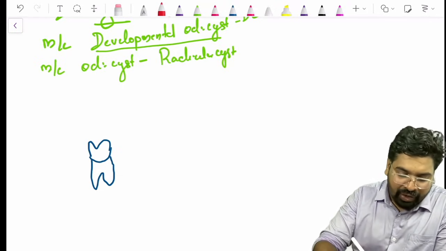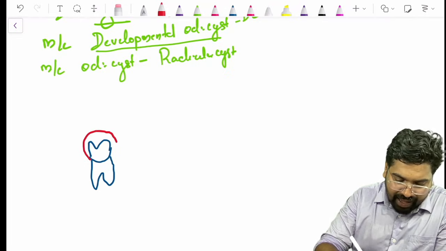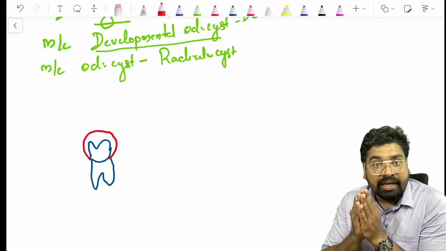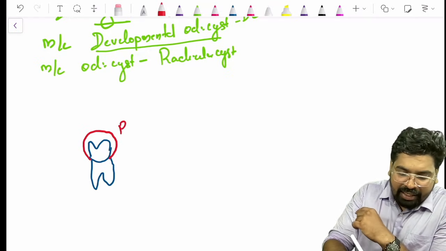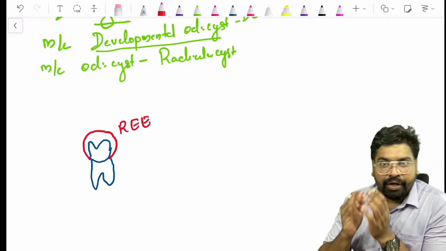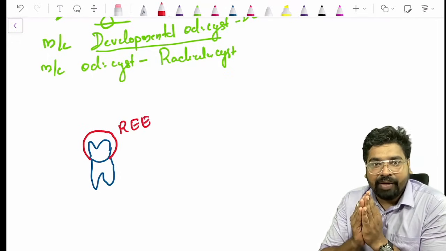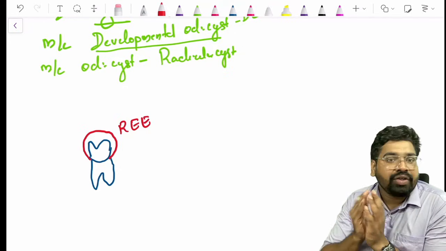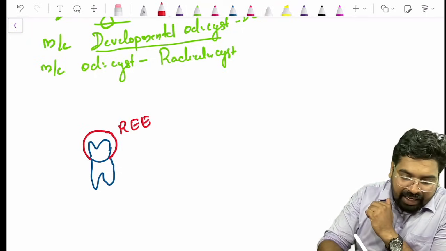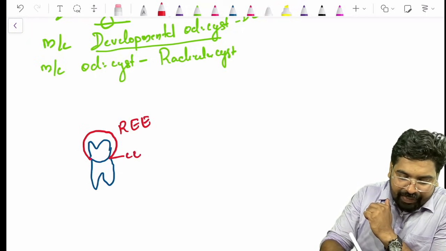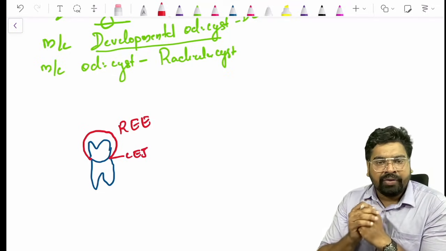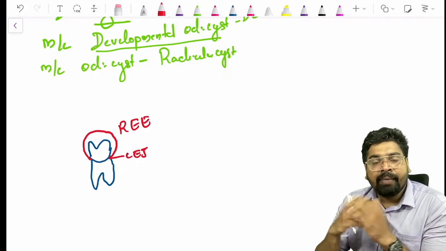Before eruption, you know the last stage of the ameloblast. What is the last stage of ameloblast? That is reduced enamel epithelium, REE. Reduced enamel epithelium is the last stage of ameloblast. So REE will cover the crown of the tooth. The REE is attached to the cemento-enamel junction and it will cover the crown of the tooth.